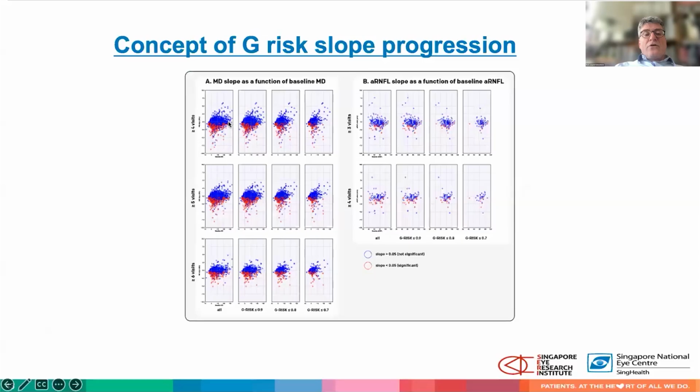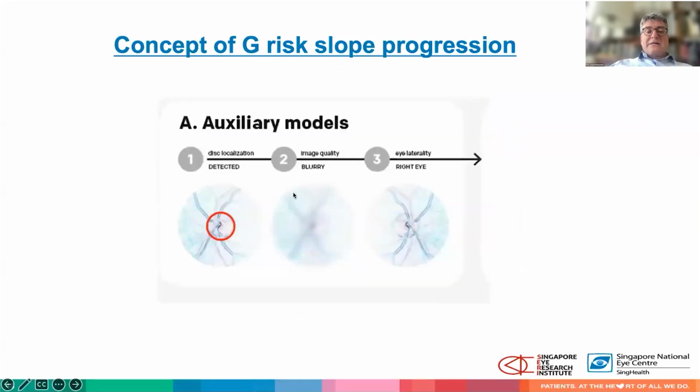And this is the overall progression here in terms of mean deviation and in terms of RNFL. And you can see that this is pretty messy because you have some that even get better over time. This can be learning effects also, but there is some patients that have a very, very dramatic decrease in the visual field over time. These are the red ones. And the question is, can we identify those red ones?